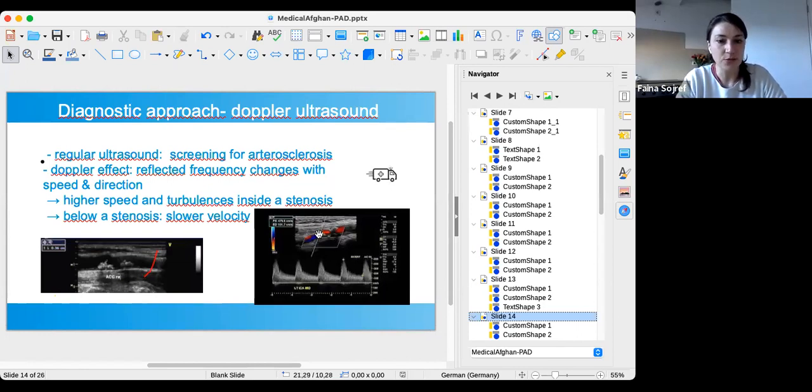So in a stenosis, you will have increased blood flow. We are shooting our ultrasound waves from our probe onto the little red blood cells, and they're reflected back. So they are creating a little signal for us. So first of all, ultrasound.